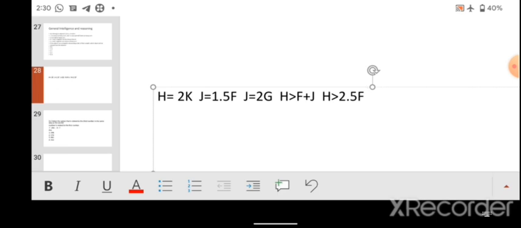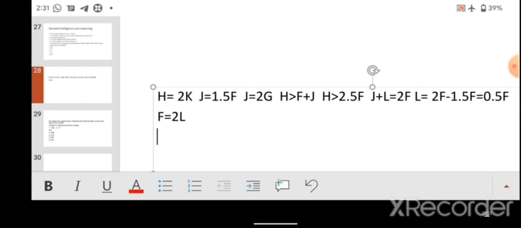Also it is given J and L together is equal to twice times F. Okay, but J is 1.5 F. So L is equal to 2F minus 1.5 F, or equal to 0.5 F. So we can also write F is equal to 2 times L.